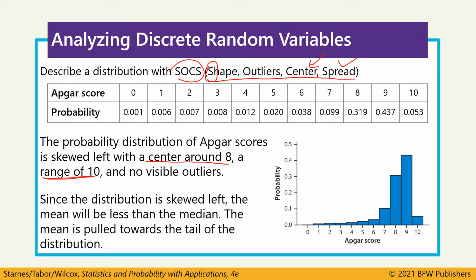Since the distribution is skewed left, remember that means the mean is going to be pulled towards that skew. It will be less than the median. It's always pulled towards the tail of that distribution, and the tail is the one where it's kind of trailing off to the side there.